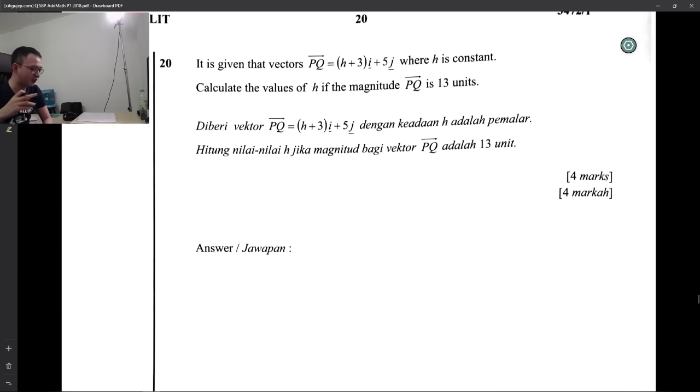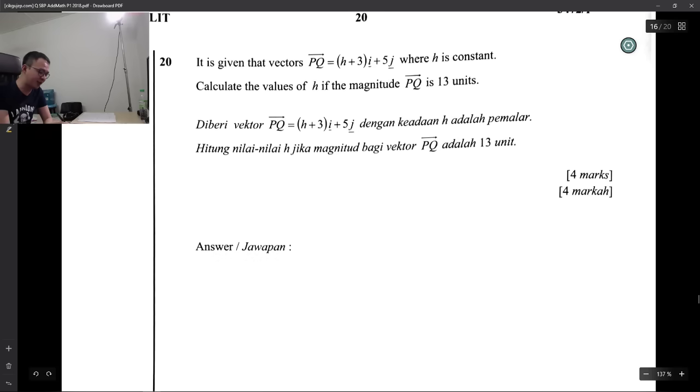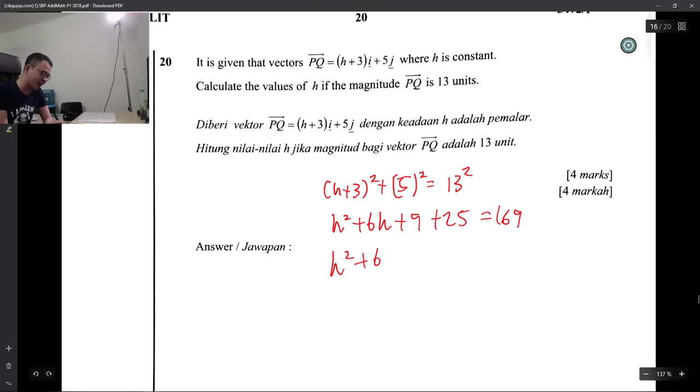Alright, so let's move on to question 20. It's given that vector PQ is h plus 3i plus 5j, and h is a constant. Calculate the value of h if the magnitude is 13. So in order to get the magnitude is very easy, right? You will take the i squared plus the j squared equals 13 squared. Just solve this one. (h plus 3) squared plus 25 equals 169, so h squared plus 6h plus 9 plus 25 equals 169.